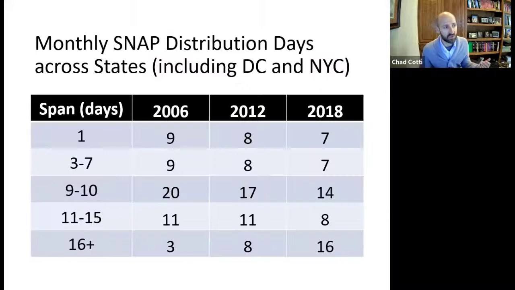But the number of days has also changed quite a bit over time. If we go way back, it's changed a lot, but in more recent history, the data we're going to be looking at is from 2004 to 14. These 2 years bracket the middle of that. What I want to point out is that states are drifting towards more distribution days, not fewer. In 2006, there were 38 states or localities that distributed SNAP in 10 or fewer days, and in 2018, that 38 had come down to 28. So states seem to be increasing the number of distribution days in a particular month.